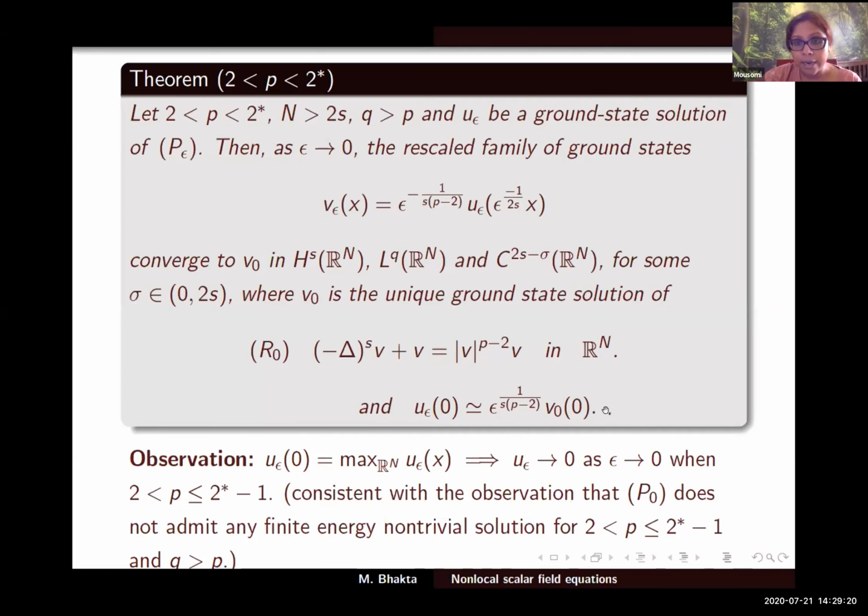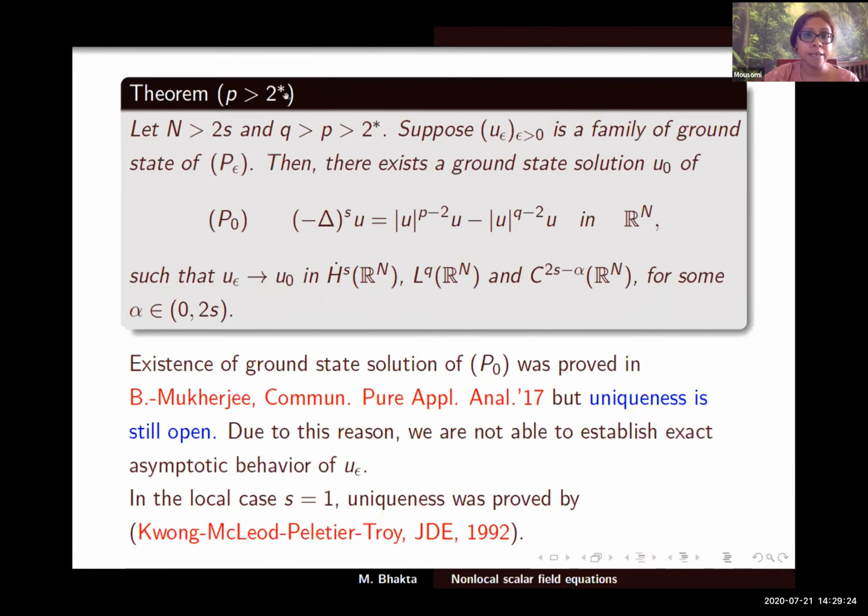Okay. Now, the next case is the supercritical case, that P is supercritical. In this case, we have proved that U epsilon converges to a ground state solution of this equation in the homogeneous H^s norm. Here we do not have exact asymptotic behavior because the uniqueness of this problem is not known. In the other two cases, uniqueness was known for the limiting problem. Here it is not yet known, because it is an open problem.